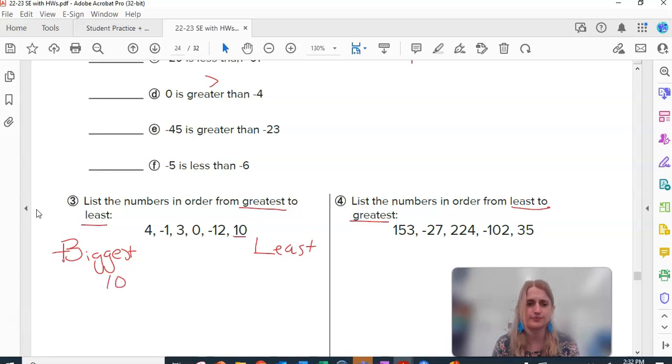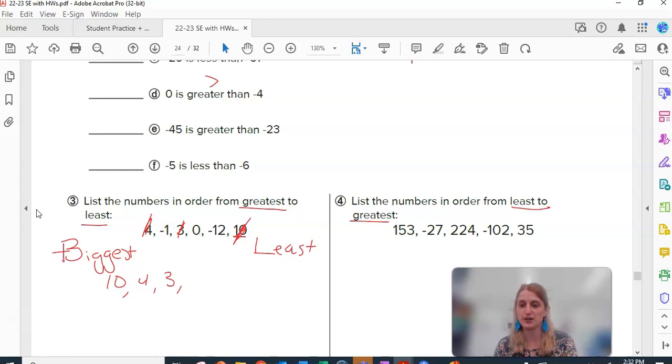All right, so the biggest number here is actually our biggest positive. That's 10. So again, I'm going to cross it off when I'm done with it to make sure I'm using every single number, because that was the most common mistake I saw today on our exit ticket, is people forgot that there were numbers in this list. The next biggest number is 4. Then 3.